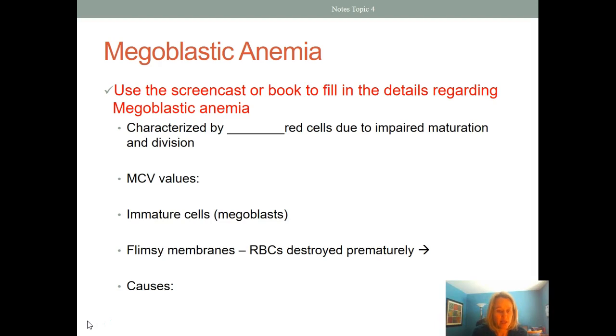In addition to the immature megaloblast cells, we also have immature white blood cells with hypersegmented neutrophils, as well as low thrombocytes. One of the things that happens is these large and immature red blood cells have more flimsy membranes, and this causes the red blood cells to be destroyed prematurely, and this can lead to anemia and mild jaundice. Some of the causes include a vitamin B12 deficiency, including pernicious anemia, which we're going to talk about next, and a folic acid deficiency. Both of these can result in megaloblastic anemia.